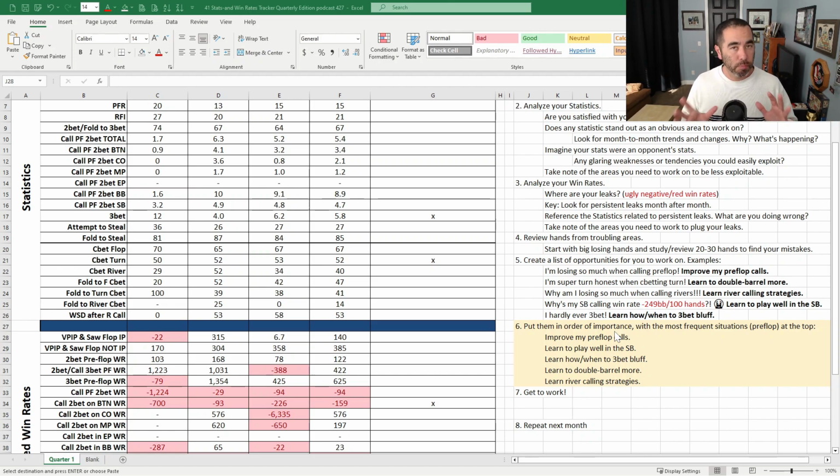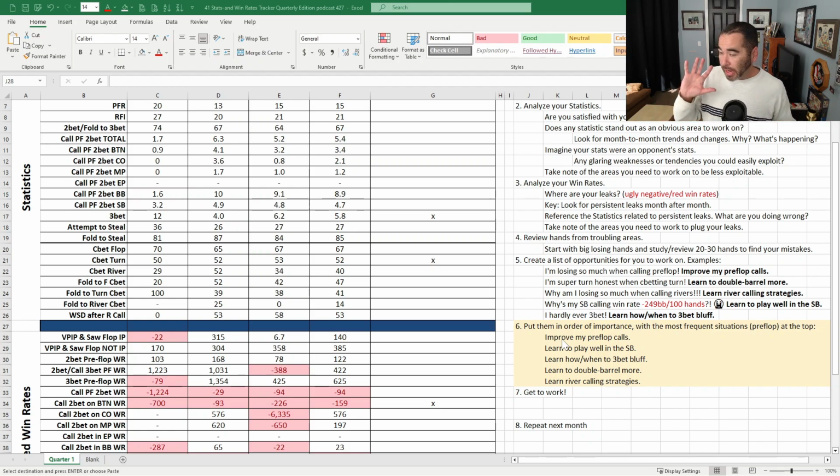And it's probably going to be your pre-flop spots, right? So those list of 5 items, if I put them in order, I would want to improve my pre-flop calls first. Learn to play well in the small blind second. Learn how and when to 3-bet bluff as the third thing to work on. Learn to double barrel more would be the 4th thing, right? So we went from pre-flop stuff to now flop and turn items. And then of course, lastly, number 5, learn river calling strategies.